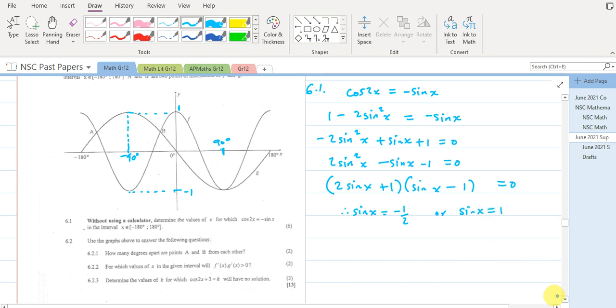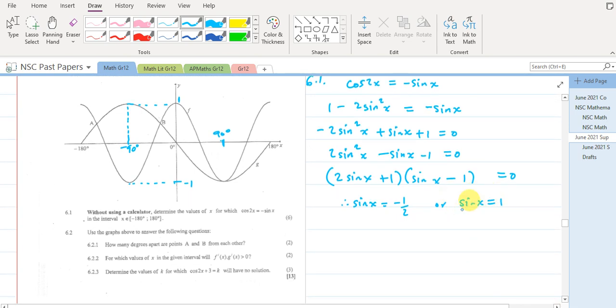Now, when is sine x equal to the maximum value? Sine of x is equal to the maximum value when x is equal to 90 degrees. If we observe the sine graph, from minus 180, only at 90, because we said only in the interval from minus 180 to 180, so there's only one answer there. And for minus half, we can do the reference angle.